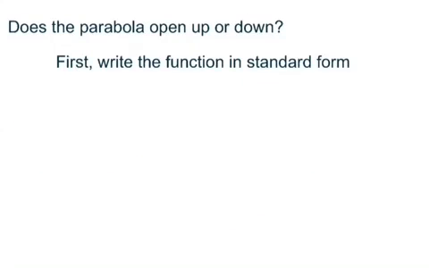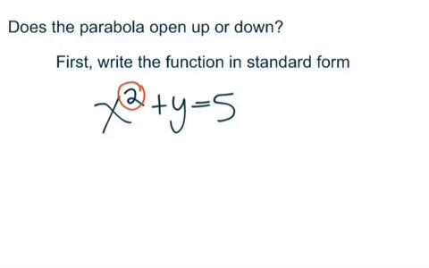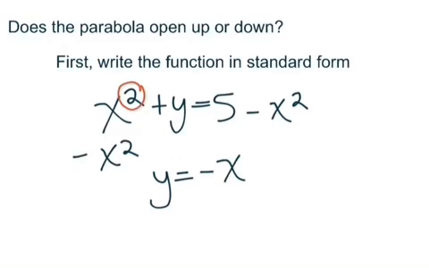Okay, first let's talk about, does the parabola open up or down? If you're given a quadratic function, let's take the one I gave before, x squared plus y equals 5. We know it's a quadratic function because it has a degree of 2. To work with this function, we're first going to put it into that standard form. Standard form means we have y on one side and all of our other values on the other side. So I'm going to move my x squared to the other side and arrange everything in standard form, and I have y equals negative x squared plus 5.